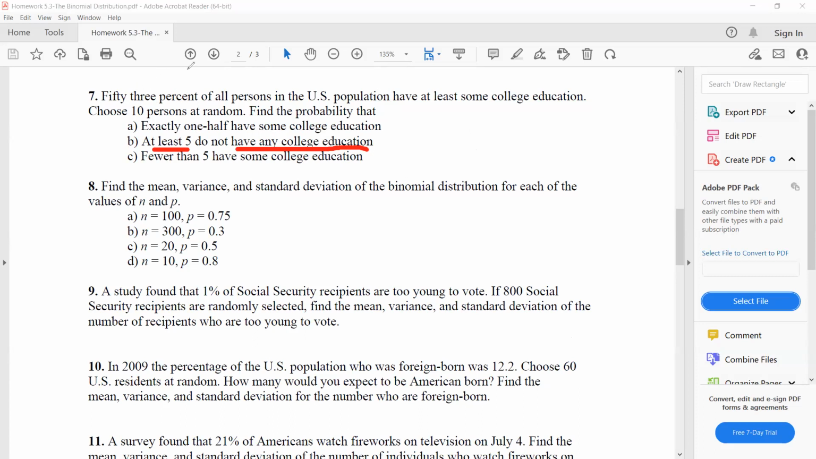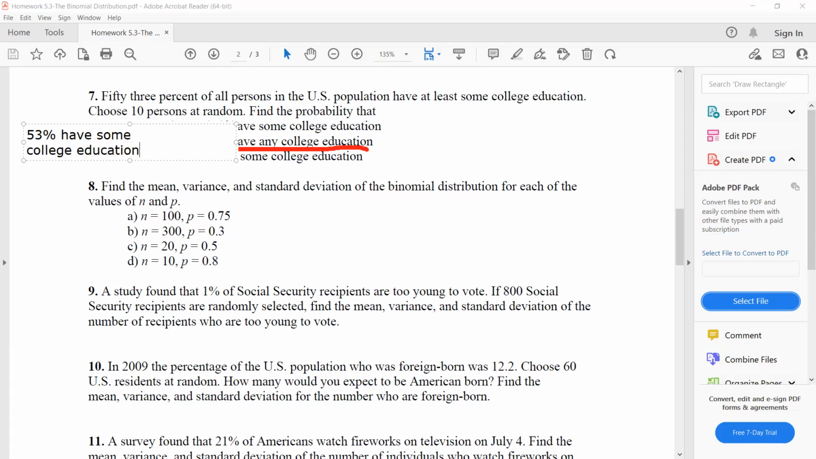53%. So what this is saying is that we have 53% have some college education.